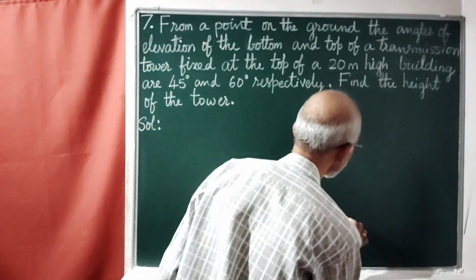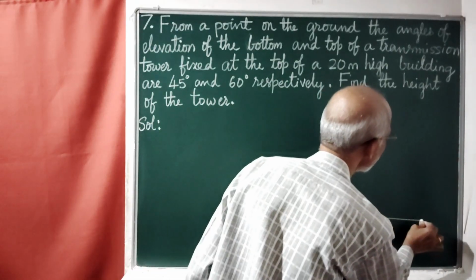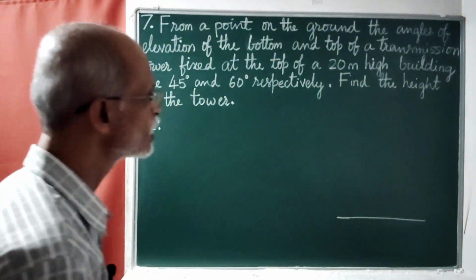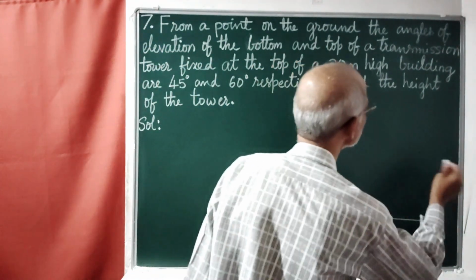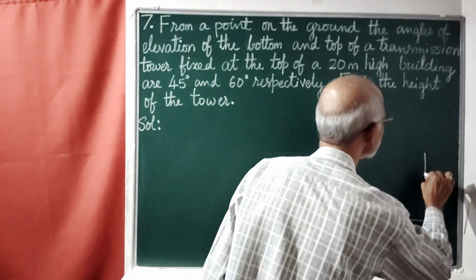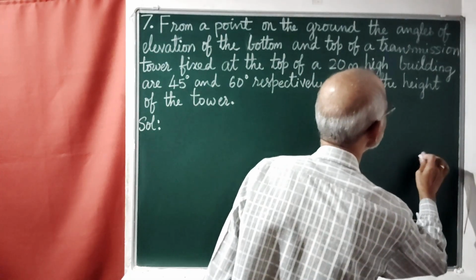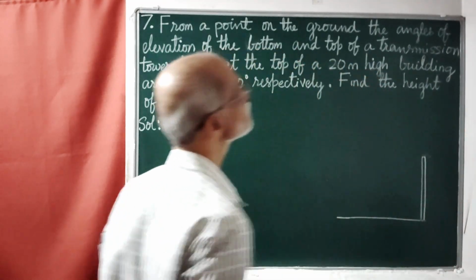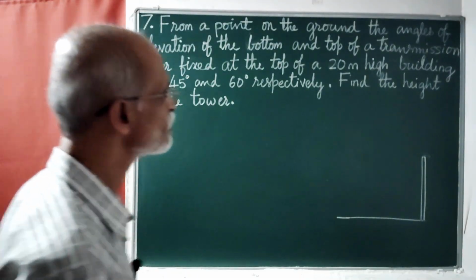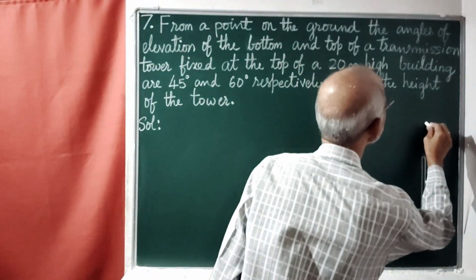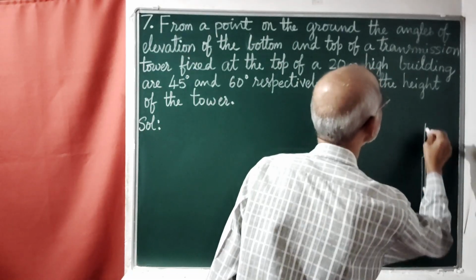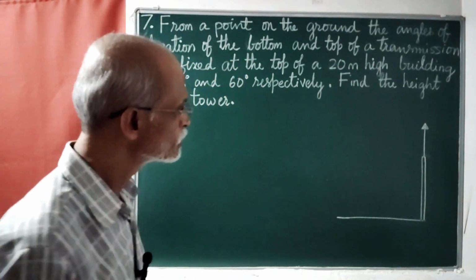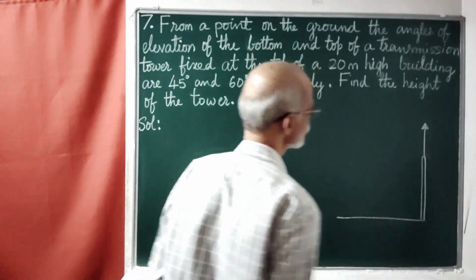So, let this be the ground level. Now we have got two things here. One building. Let this be the building. And on the top of the building, a tower is fixed. So let this be the tower. This is the building, this is the tower.